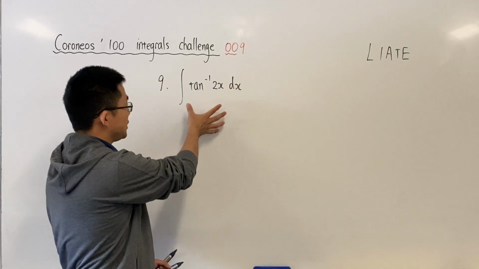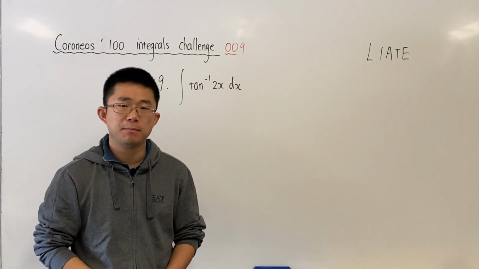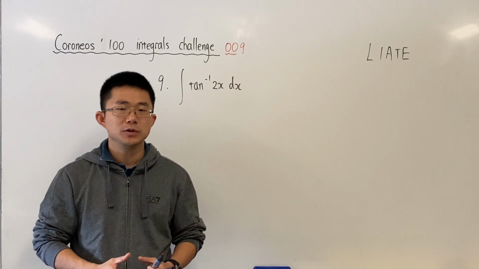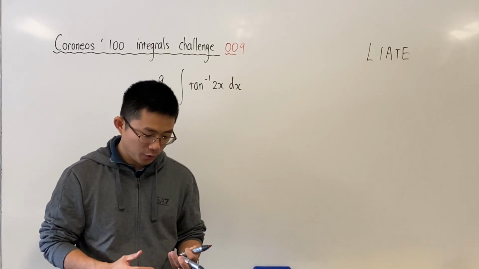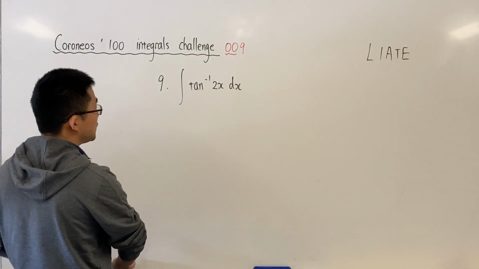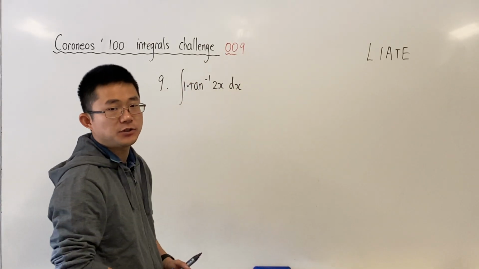Firstly, if you look at this function here, we only have one function. We can't really use any other method apart from integration by parts. But the problem with that is if you want to use integration by parts, you need 2 parts. I only have 1 part. So what do we do? The step we're going to do here is we times by 1. Now we create 2 parts.